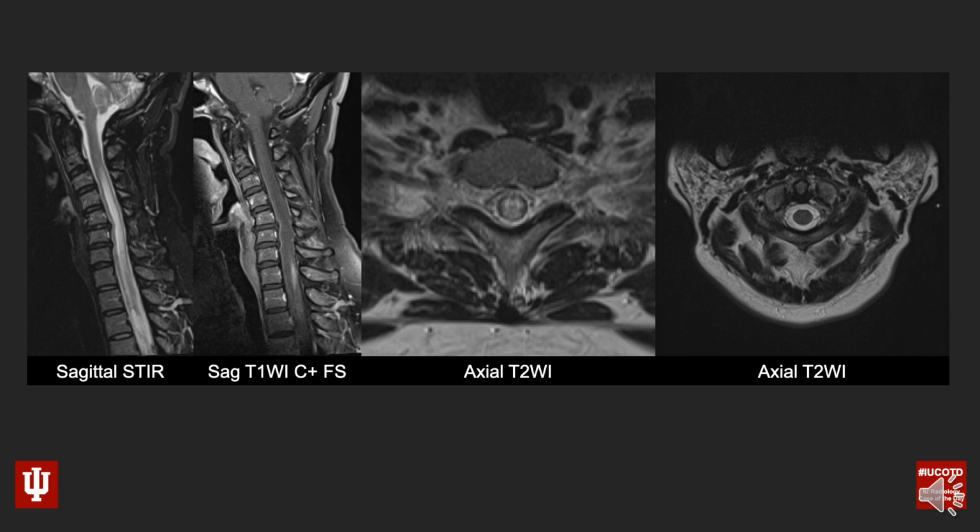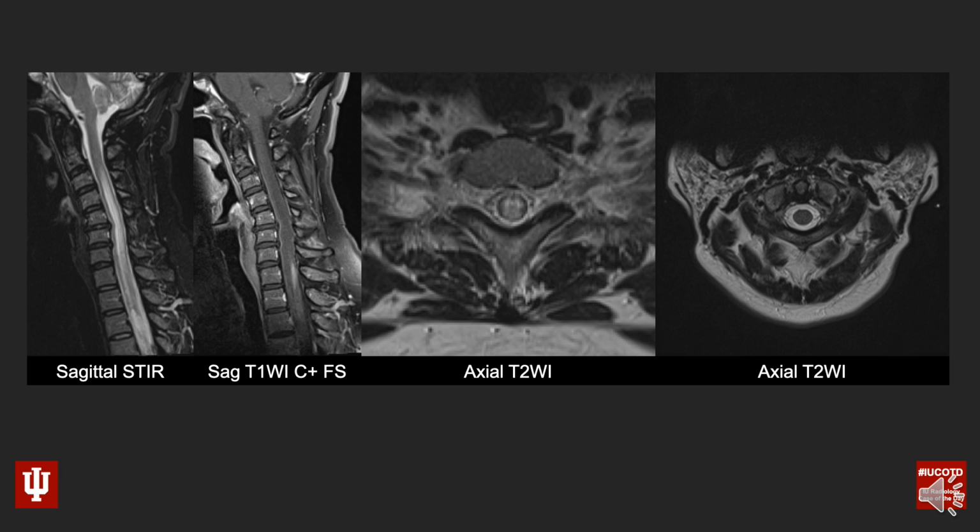Okay, so I have 4 images to look at. The image on the left is a sagittal STIR image involving the cervical and thoracic cord. The second from the left is the sagittal T1 post-contrast fat-saturated image that corresponds with those levels. The second from the right is an axial T2 weighted image through the upper thoracic cord, sort of at the cervicothoracic junction. And then the image on the far right is another axial T2 weighted image, this time a bit higher up at the C1, C2 level.